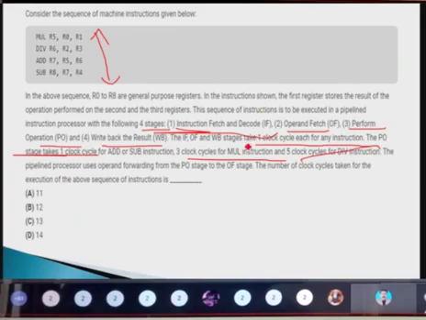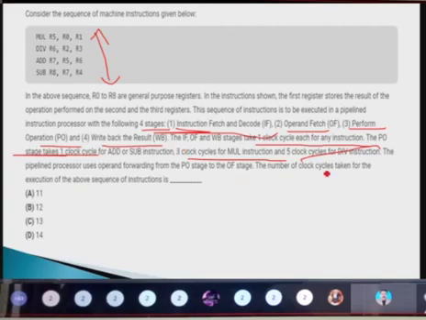Okay, so this is the set they have given. The pipeline processor uses operand forwarding from the PO, that is the perform operation stage, to the OF, operand fetch stage. What is the number of clock cycles taken for the execution of the above sequence of instructions? Okay, so here the 4 stages: first, instruction fetch and decode, IF; operand fetch, OF; perform operation, PO; and write back the result, WB.